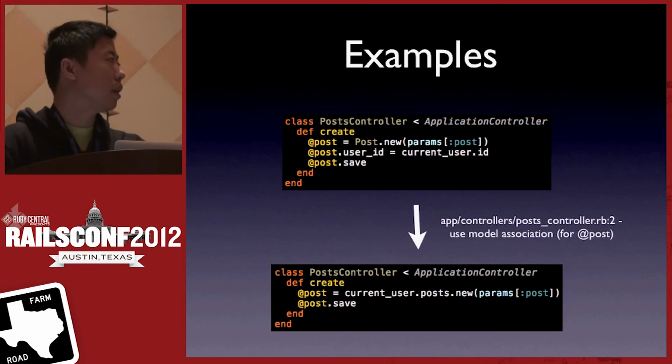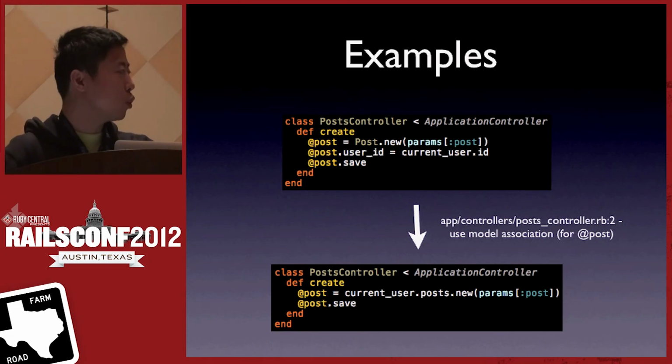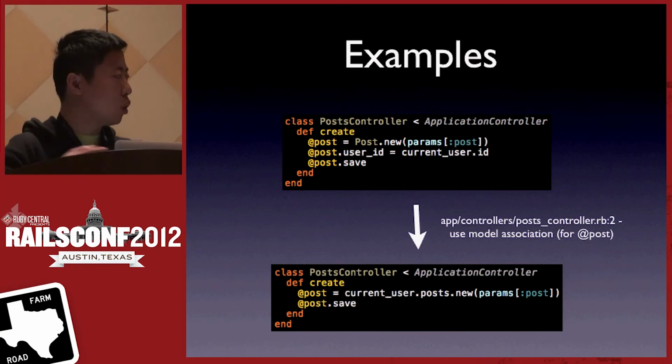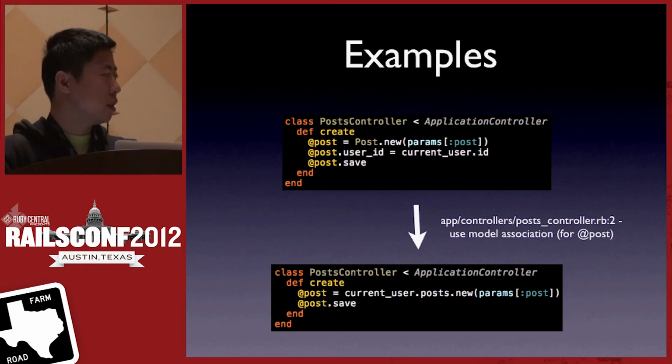And a similar example, in the top code, before you create a post, you assign the user ID from the current user. Then if you check with the Rails Best Practices gem, it will suggest you use a model association, just like what the bottom code does. It creates the post with current_user.posts, so it will automatically set the user ID.